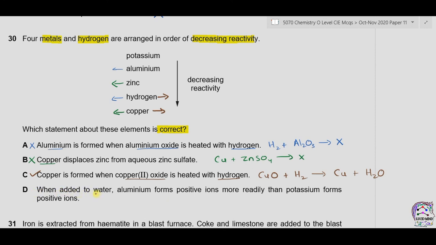D. When added to water, aluminum forms positive ions more readily than potassium forms positive ions. As aluminum is less reactive than potassium, potassium ions will form more rapidly than aluminum ions. So D is incorrect. The correct option is therefore C.